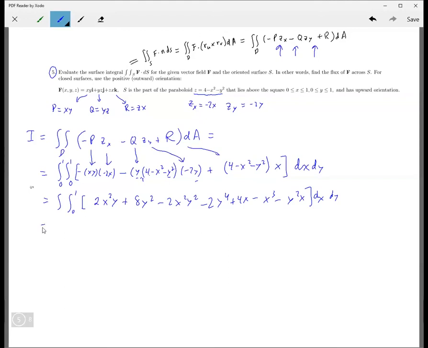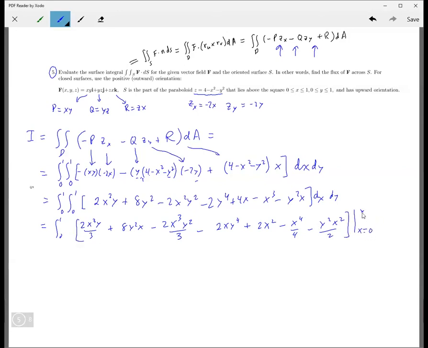Okay, so then you just integrate that. It's also from 0 to 1. So integrate in x, just integrate x first. So you get 2x cubed y squared over 3 plus 8y squared x minus 2x y to the fourth plus 2x squared minus x to the fourth over 4 minus y squared x squared over 2. This is crazy. So much stuff going on here.